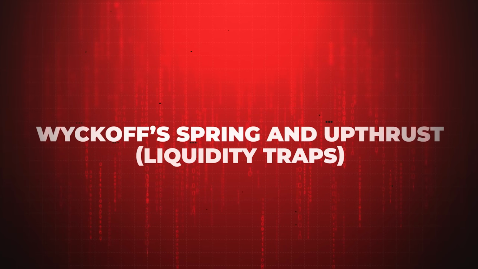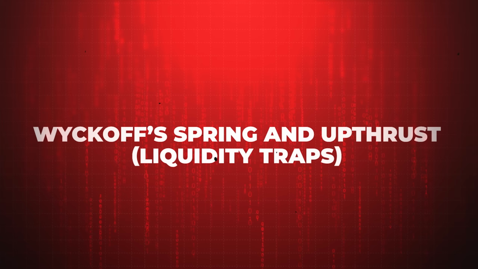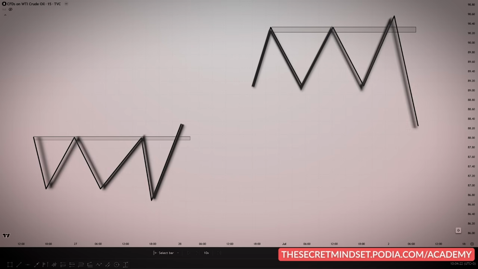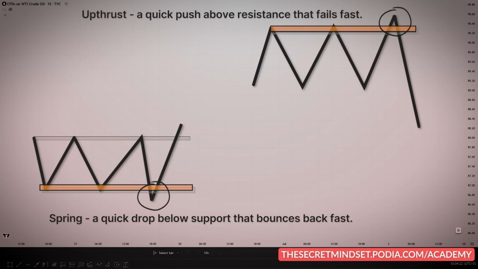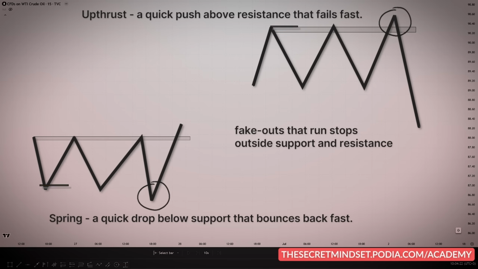The spring and the upthrust are key patterns in the Wyckoff method. A spring is a quick drop below support that bounces back fast. An upthrust is a quick push above resistance that fails fast. Both are fakeouts that run stops outside support and resistance. Smart money concepts renamed them as liquidity sweeps or liquidity runs.